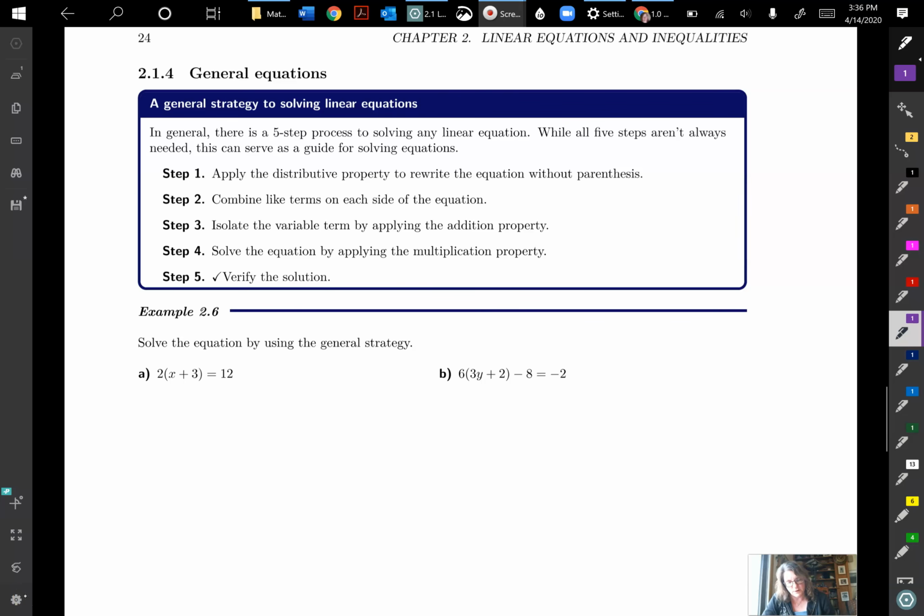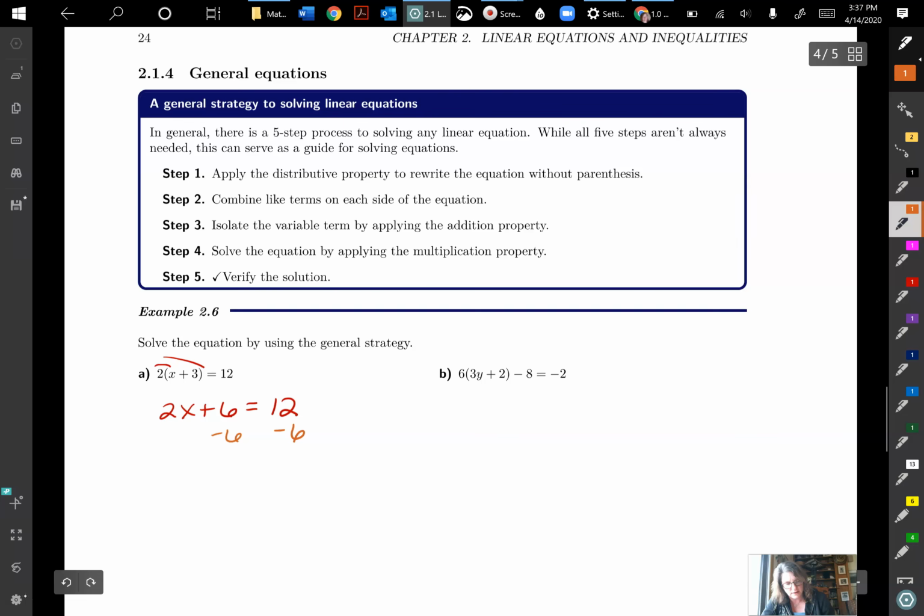Okay, so this first one, example 2.6, solve the equation by using the general strategy. So we have A is 2 times quantity x plus 3 equals 12. First thing we're going to do is distribute. So we get 2x plus 6 equals 12. Then we're going to subtract 6 from both sides. And we get 2x equals 6. Divide both sides by 2.